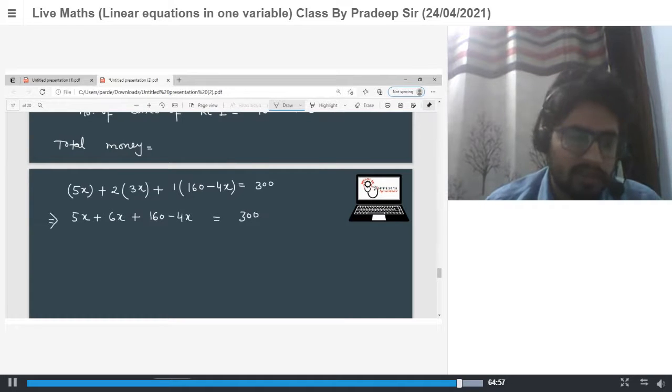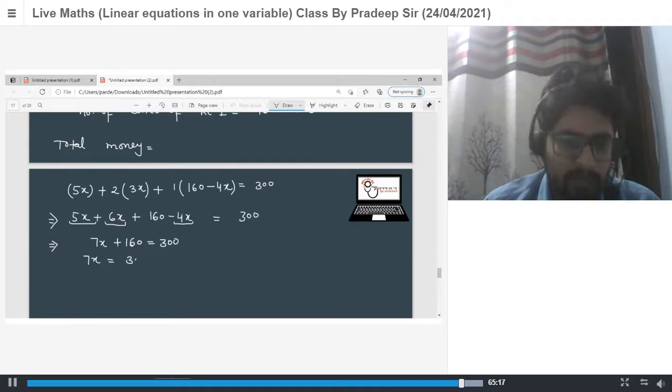Now simplify this. 5x plus 6x minus 4x is how much? 7x. Plus 160 is equal to 300. So 7x is equal to 300 minus 160, which is 140. So x is how much? x is equal to 140 by 7, equal to 20.